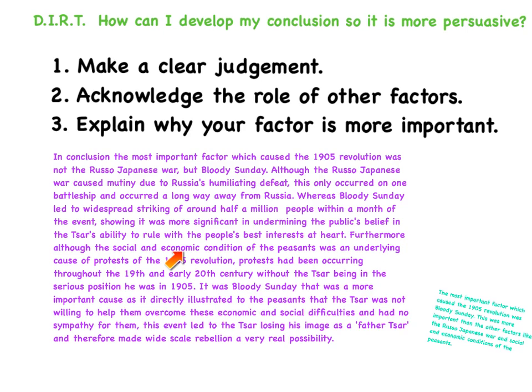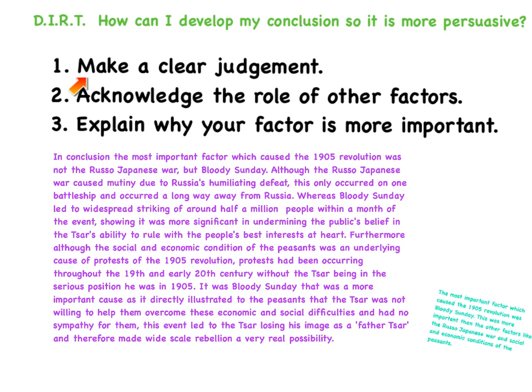Furthermore, although the social and economic condition of the peasants was an underlying cause of the protests of the 1905 revolution, protests had been occurring throughout the 19th and early 20th century without the Tsar being in the serious position he was in 1905. It was Bloody Sunday that was a more important cause, as it directly illustrated to the peasants and other people in Russia that the Tsar was not willing to help them overcome these economic and social difficulties and had no sympathy for them. This event led to the Tsar losing his image as the Father Tsar, and therefore made wide-scale rebellion a very real possibility. So let's consider whether they've met our criteria for being a persuasive conclusion.